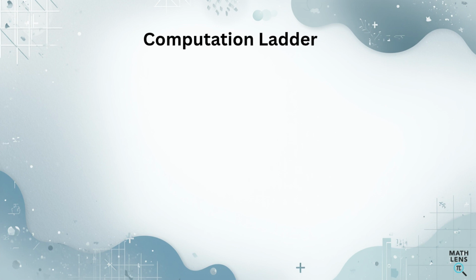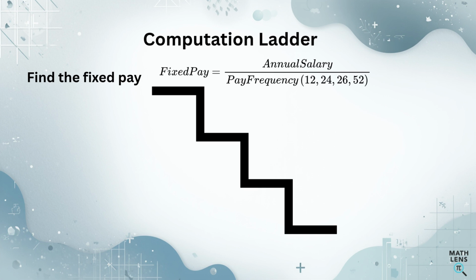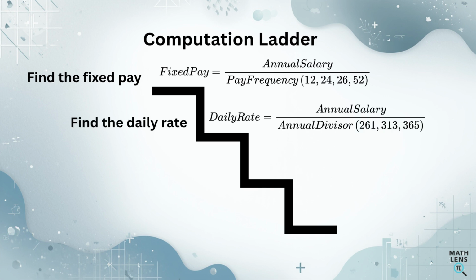Let's break down the process of calculating salary using a straightforward method called the computation ladder. Starting from the top, finding the fixed pay. This is done by dividing the annual salary by the pay frequency. This is crucial because it sets the baseline for all subsequent calculations. Next, we calculate the daily rate. This is done by dividing the annual salary by the number of workdays in the period. This step is important as it gives us a clear picture of what is earned each day.